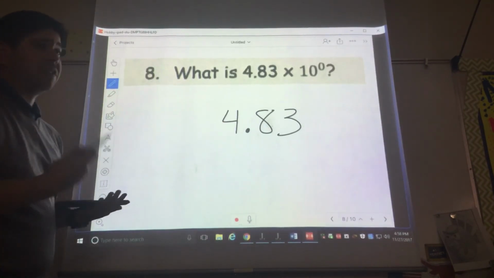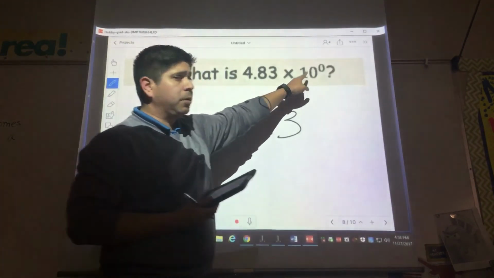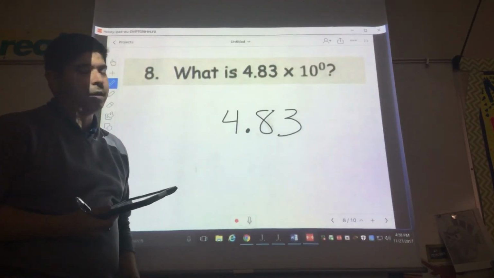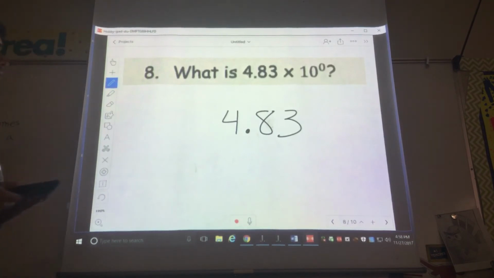And this is also the same thing. 10 to the 0 power, remember we just said is 1. So 4.83 times 1 would be 4.83. So not much math to this one either.